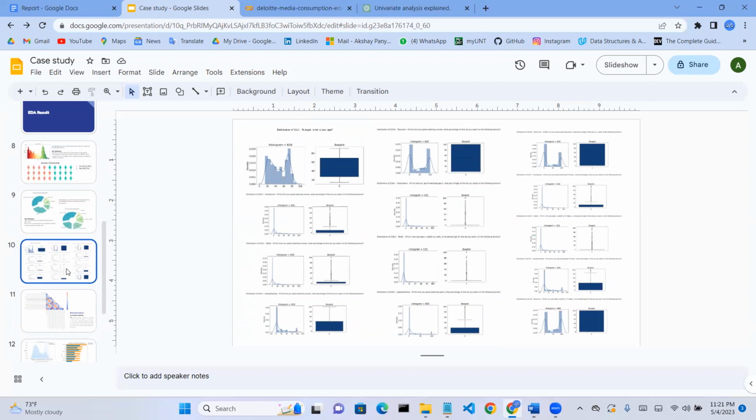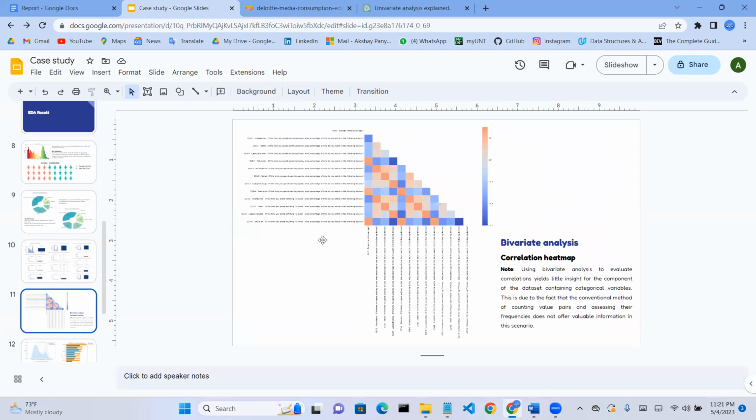It is a univariate analysis. Univariate analysis refers to statistical analysis of a single variable at a time. In other words, it involves examining the distribution of a single variable, identifying its central tendency and dispersion, and summarizing its characteristics using various descriptive statistical analyses. These are the individual plots of every question in the dataset, and this is the heat map of the dataset.